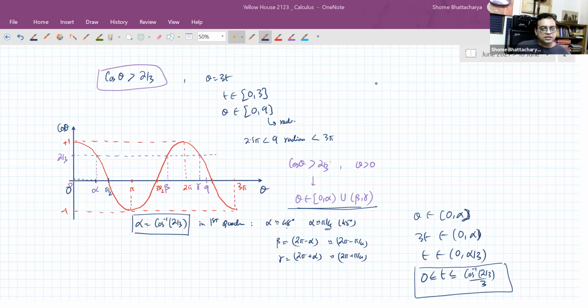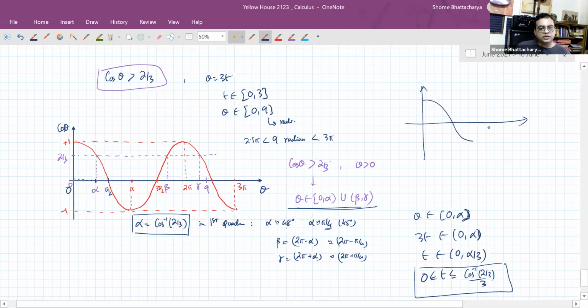See, this is like the relationship of the cos graph. If you compare cos in the first quadrant with cos in the fourth quadrant, this beta is a point between 2 pi and 3 pi by 2. Yes, sir.